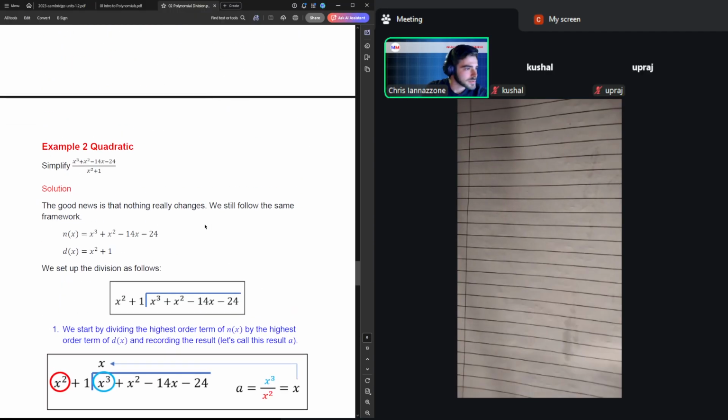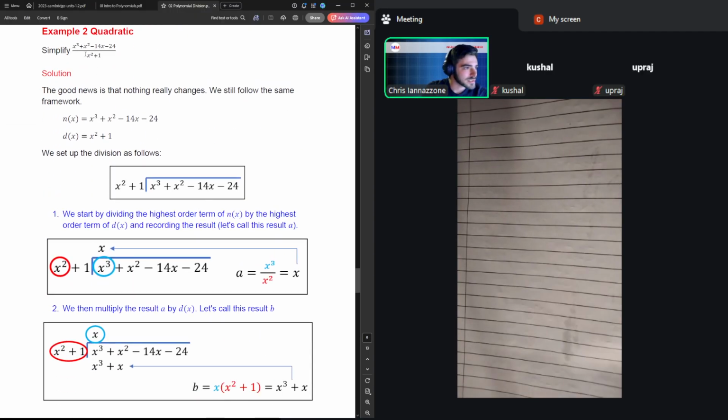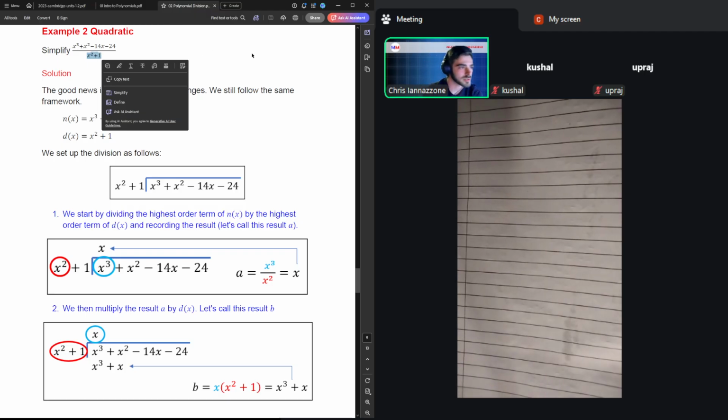But okay, so why is this second example even here? This is just to show that there's more than just linear you can divide by. You can divide by any polynomial, actually.